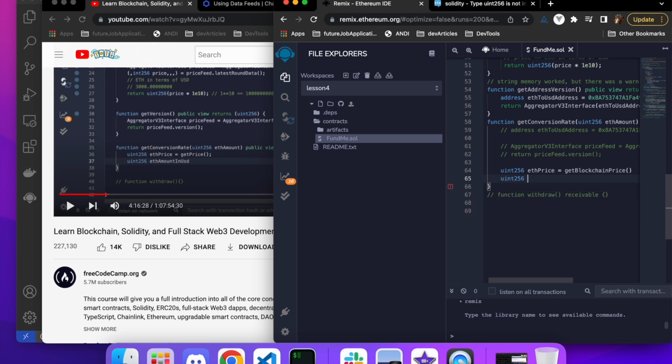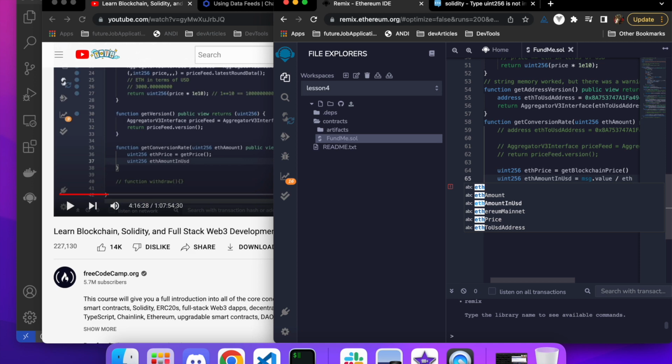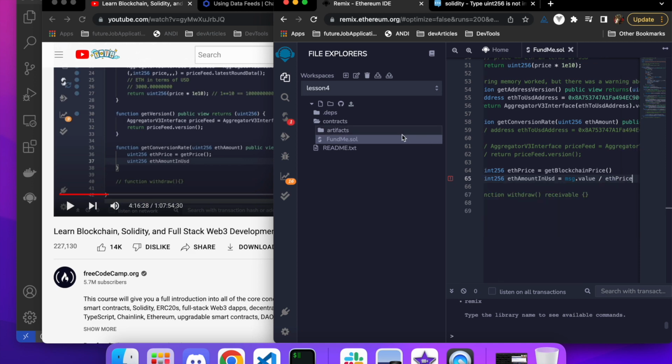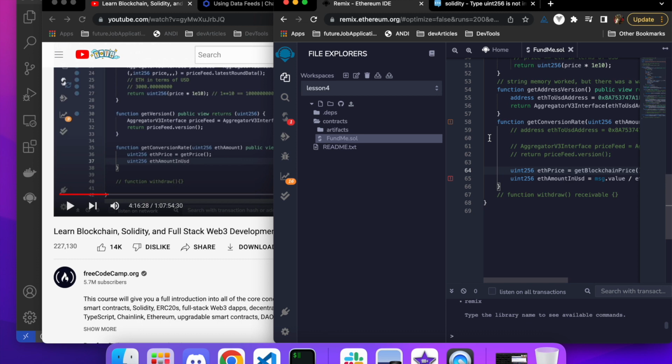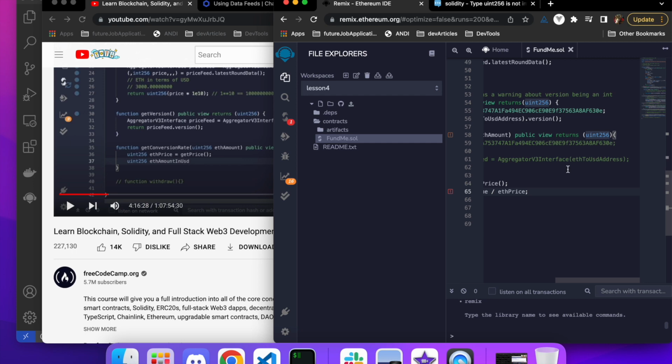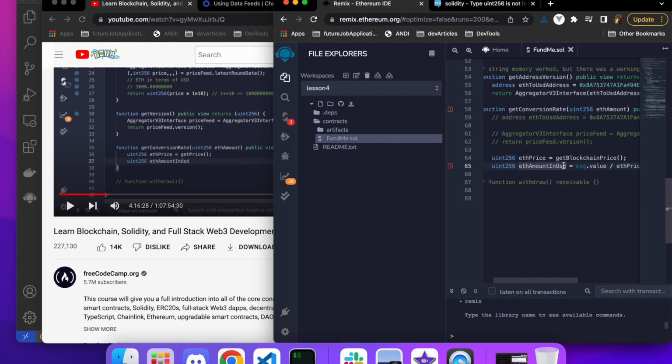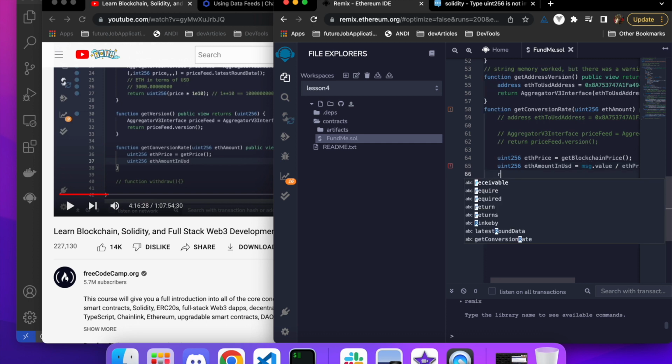uint256 ethAmountInUsd equals msg.value divided by ethPrice. I don't know if this is right or not, but hey, semicolon. Uh-oh, everything is bad. We will take out the returns. No. Return. That is not what I meant to.